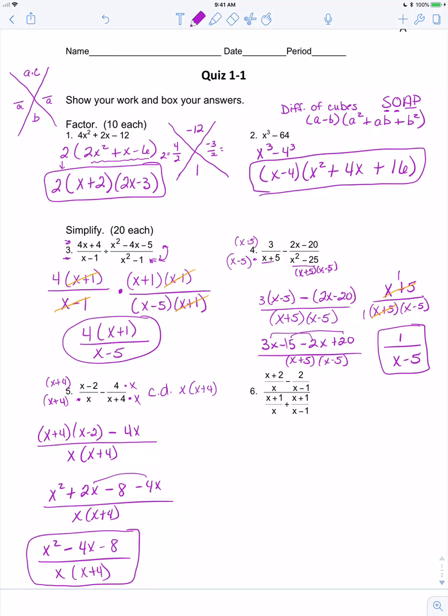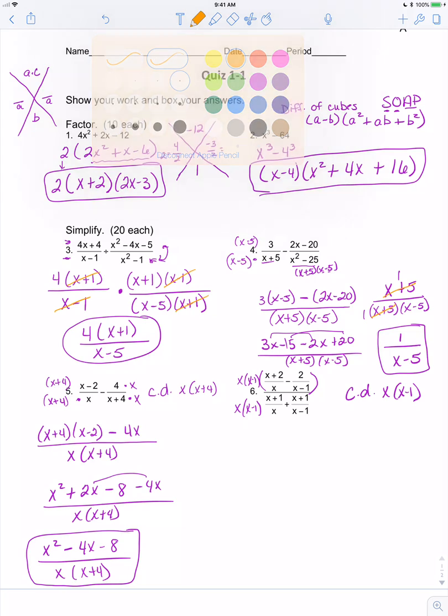Right, okay. So now these are the fun ones here. This last one, number 6. All right, I like to look at the whole thing and see what is the entire common denominator. Well, I see my common denominator is x times x minus 1. Well, if I multiply the entire top times x times x minus 1 and the bottom by x times x minus 1, I'm going to get rid of some of these fractions.